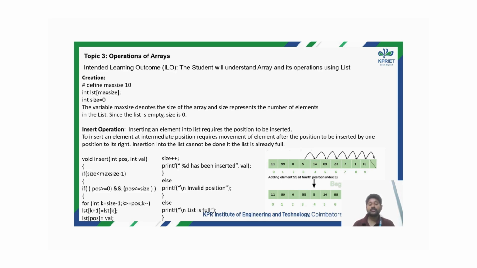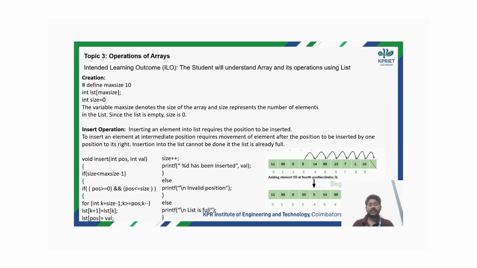Intermediate position requires movement of elements, from the element after the position to be inserted, by one position to the right. So when you want to insert an element, for example here, if you want to insert an element at 3, then after checking whether the list is full or not, you have to shift all these elements to the next, so that this will get empty and you can insert at 3. The element which is going to be present at address 3 can be placed here.